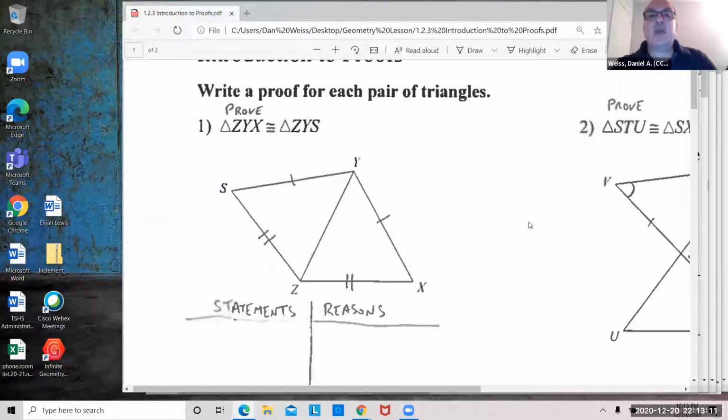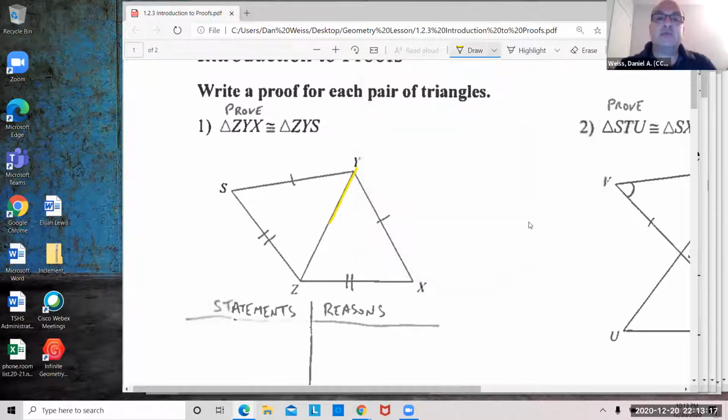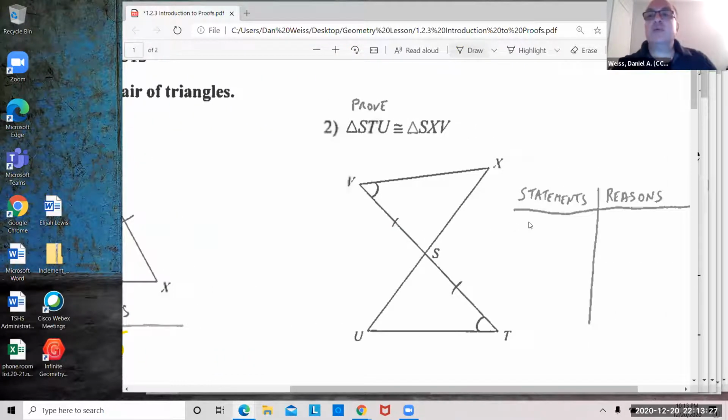Okay. How do I prove these two triangles congruent? Well, this guy's part of both triangles, right? So this is going to be side, side, side, SSS, right? Okay, here, these two angles are congruent by vertical angles, right? So that's going to give me angle, side, angle, right?